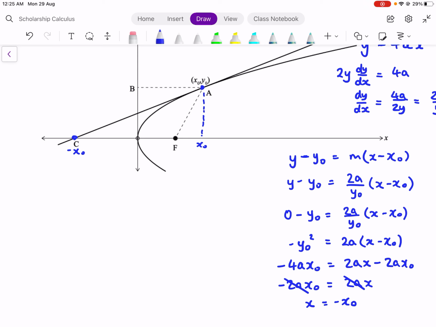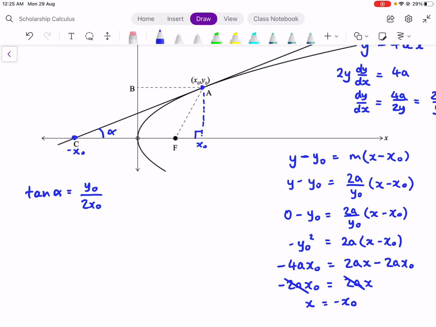Okay, well if I call this angle here alpha, then the tan of alpha is y naught, the height, the opposite side, over the adjacent, which is 2x naught. It's a right angle triangle there.